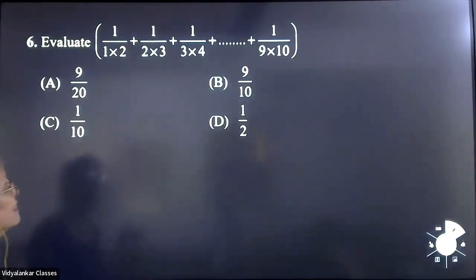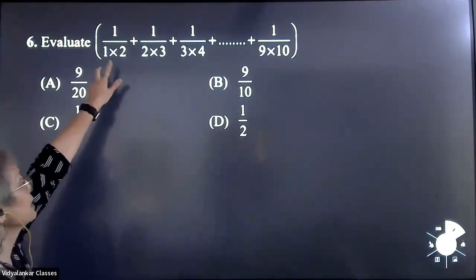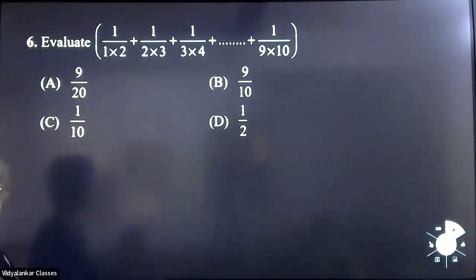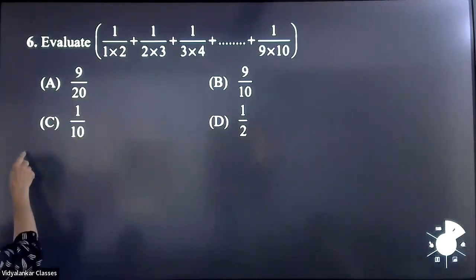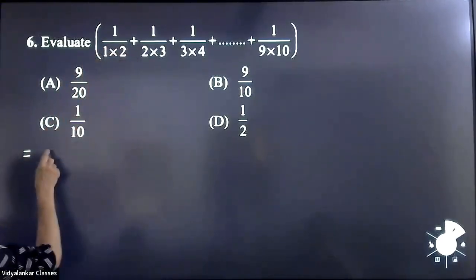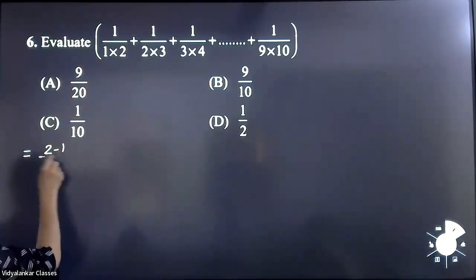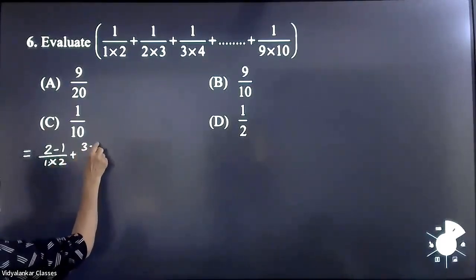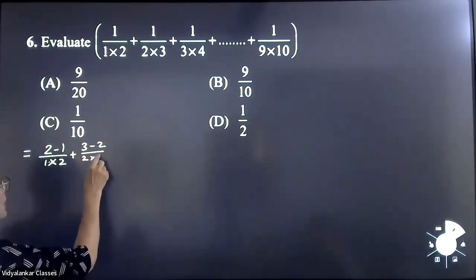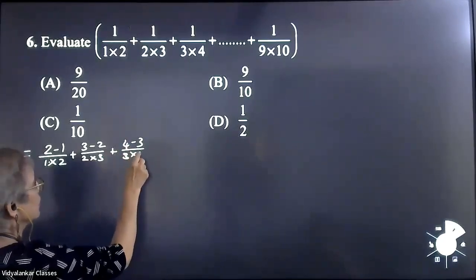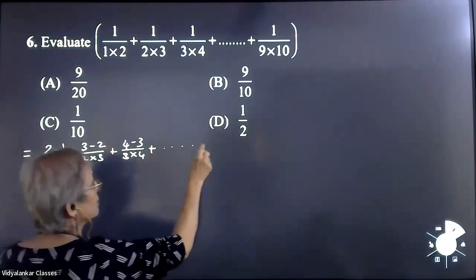See here. It is similar type. Here the difference of these two numbers is the numerator. So same method we have to use. Okay. So let us do. Directly I am writing our second step. Instead of 1, what we will write? 2 minus 1. So it is 2 minus 1 upon 1 into 2 plus 3 minus 2 upon 2 into 3 plus 4 minus 3 upon 3 into 4 dot dot dot dot.